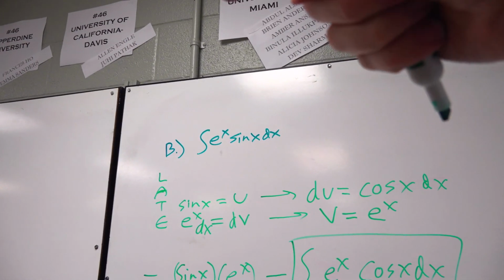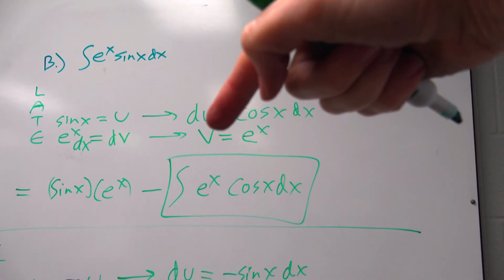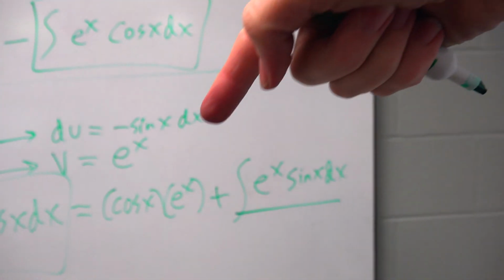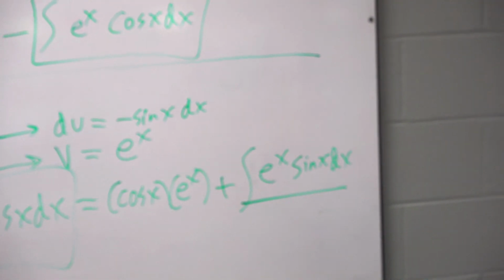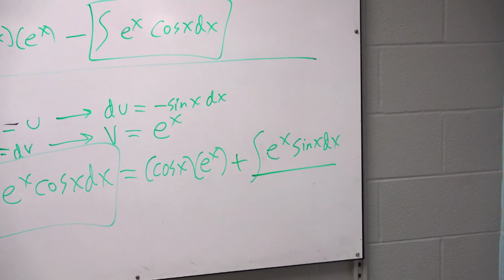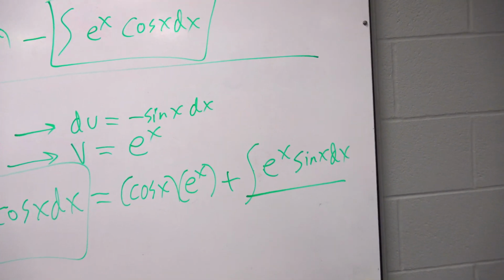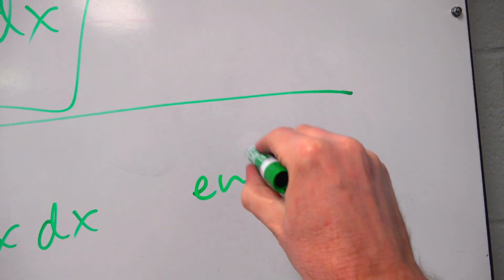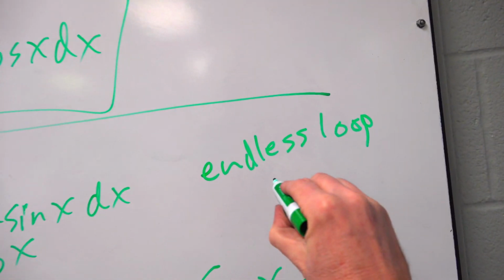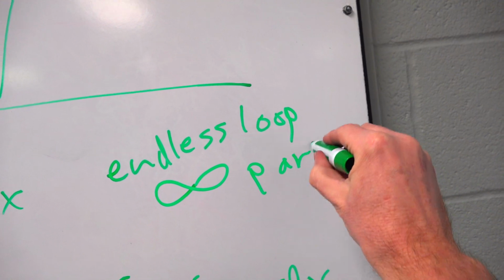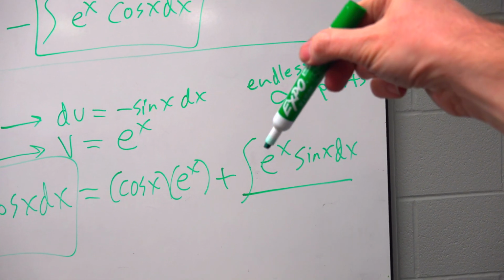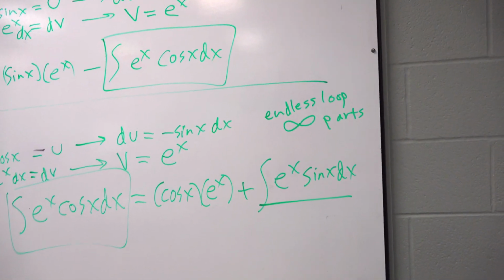We started with e to the x sine of x right here. Then we got to e to the x cosine of x, but it was minus technically, right? Then we got back to positive e to the x sine of x. And so we just keep ending up with an exponential times a trig function. We're in this endless loop. In fact, it is an endless loop. I'm going to write that down. Endless loop. This is not double parts. This is infinite parts. If you keep doing integration by parts, you will never escape an exponential times a trig function.